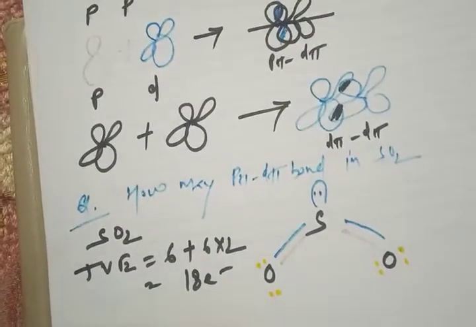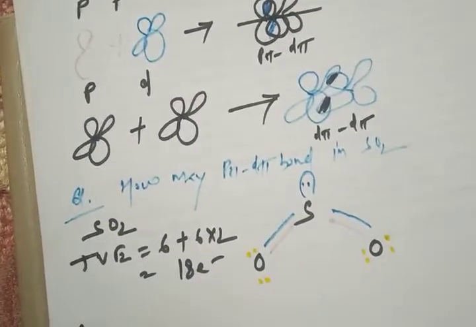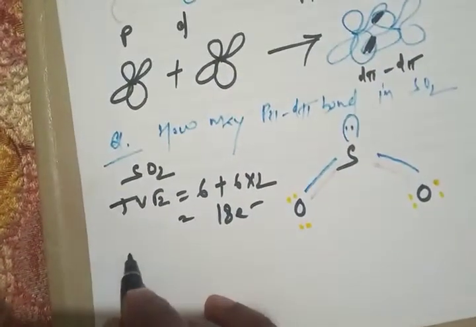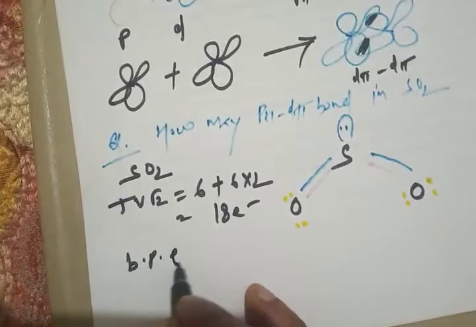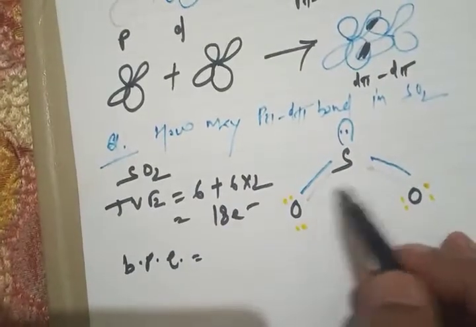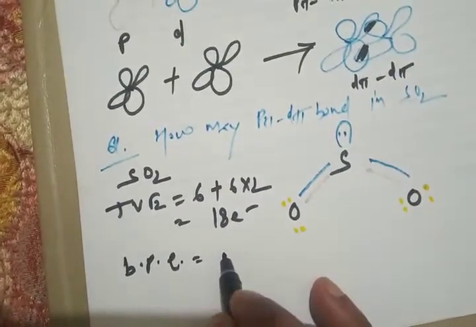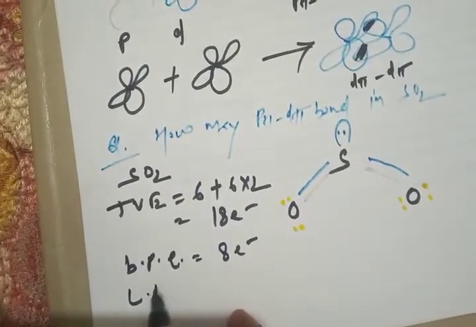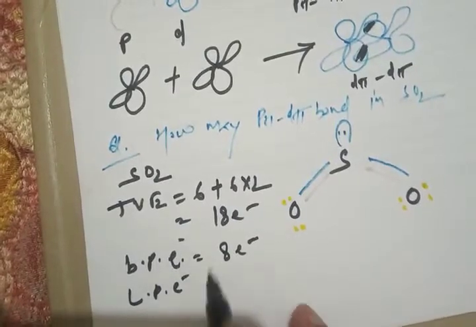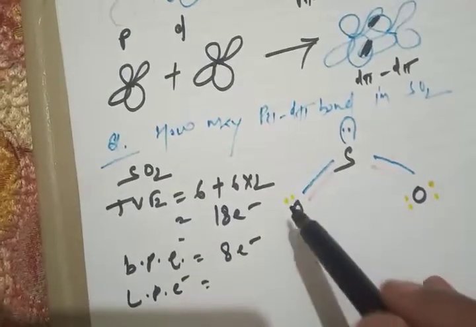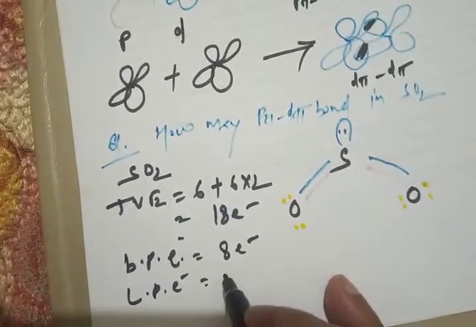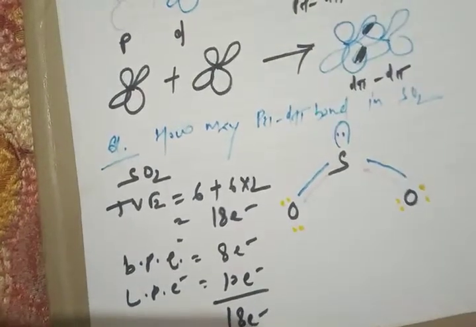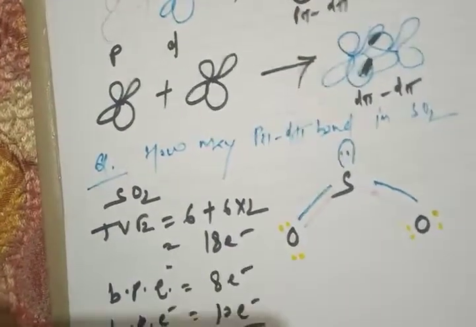Now we'll count the bond pair electrons. So the total bond pair electrons here, 1, 2, 3 and 4, so total bond pair is 8. Total bond pair electron is 8. Then we will count the lone pair electrons. So lone pair is 4, 8, 10, so total is 18. That means the structure is correct, no doubt about this.